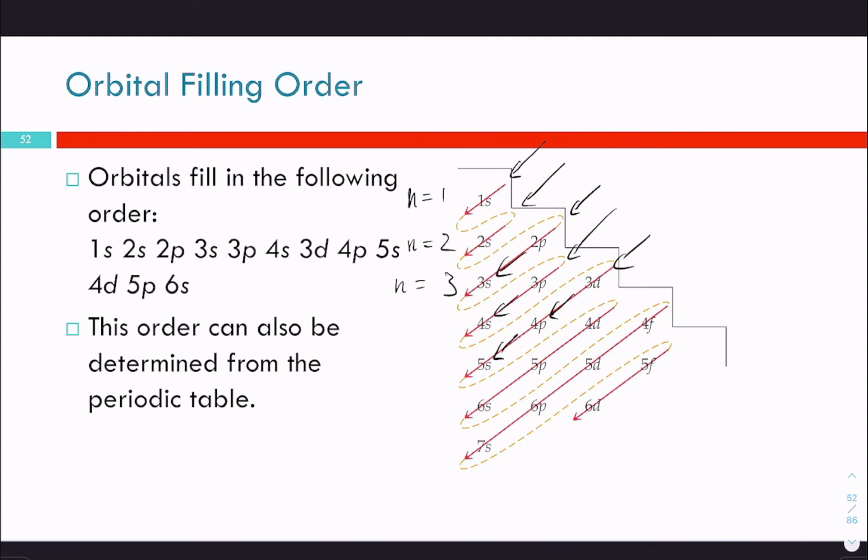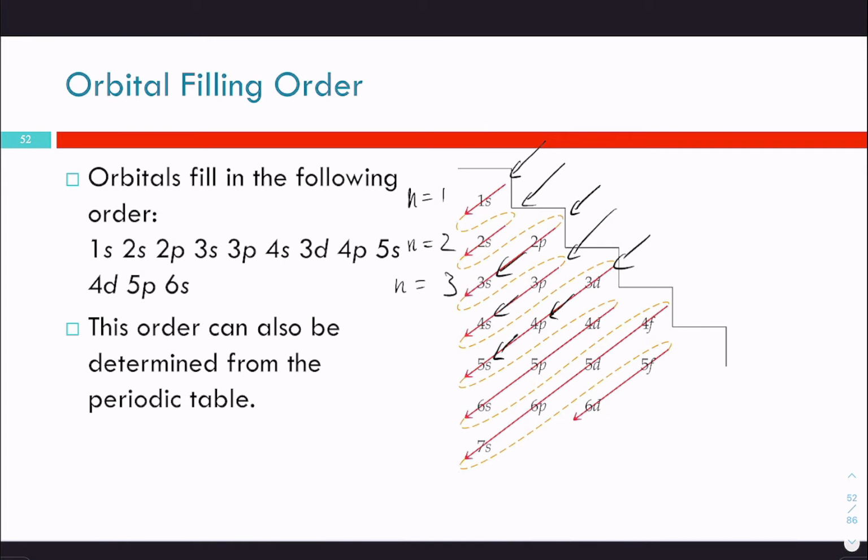So this was a trick for remembering how to fill orbitals. It gets a little bit tricky once you get to n equals 3 or n equals 4, because we fill 4s before 3d.